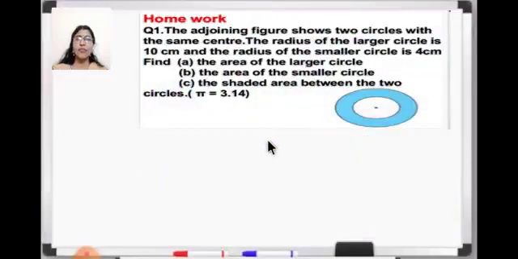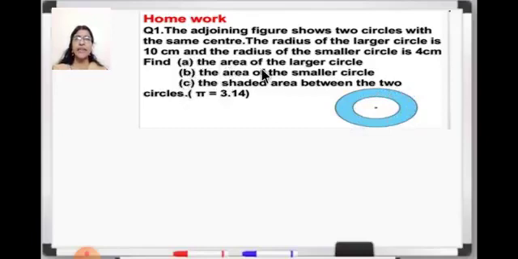So this was your homework in the last presentation. The question was, the adjoining figure shows two circles with the same center. The radius of the larger circle is 10 centimeter and the radius of the smaller circle is 4 centimeter. Find the area of the larger circle, the area of the smaller circle, and the shaded area. You can see here this area is shaded between the two circles. So there are three sub questions we have to find out.